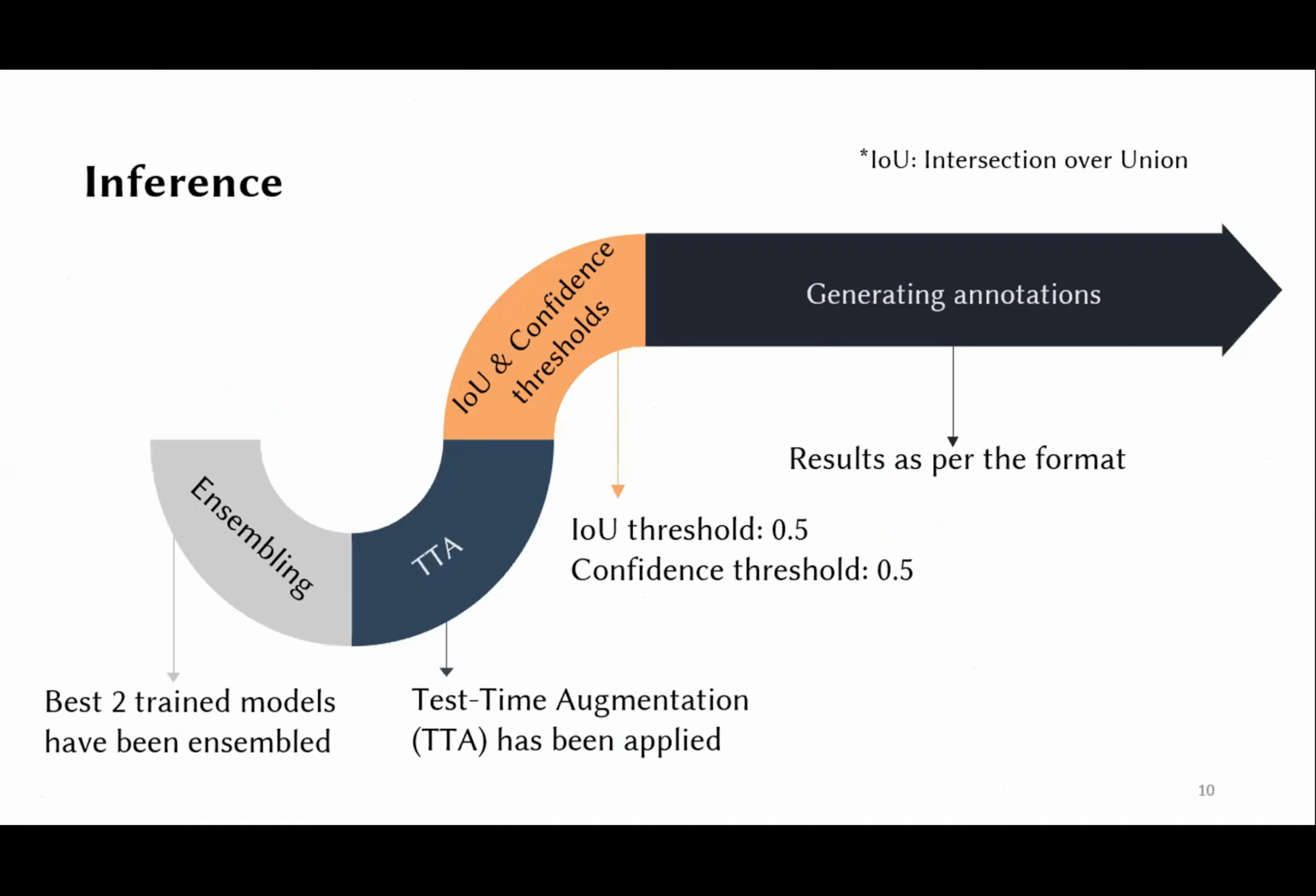After the training was done, we did the inference on the testing dataset. After training, we ensembled the best two trained models together. They ensembled the results. And then we applied test time augmentation. We chose an intersection over union threshold of 0.5 and a confidence threshold of 0.5, and then we generated the annotation for the submission form.